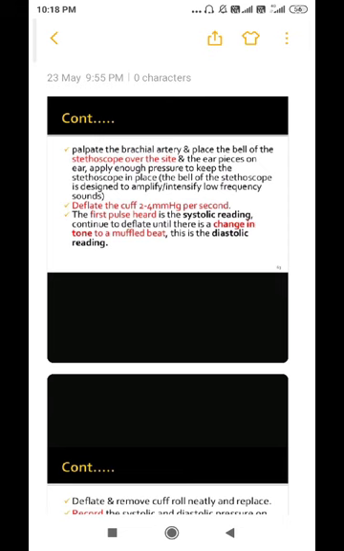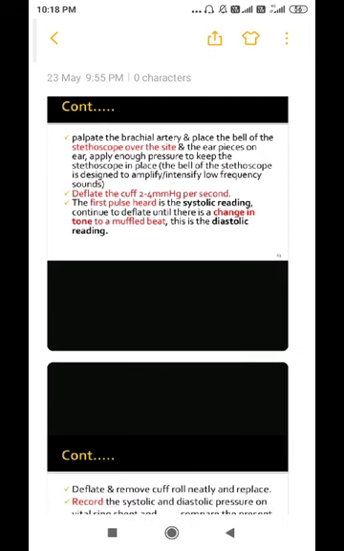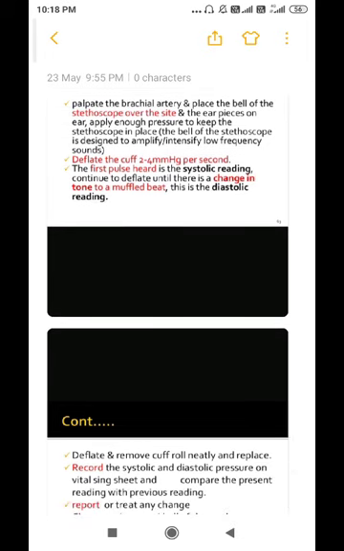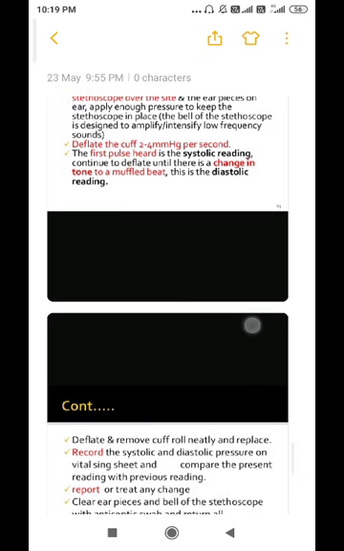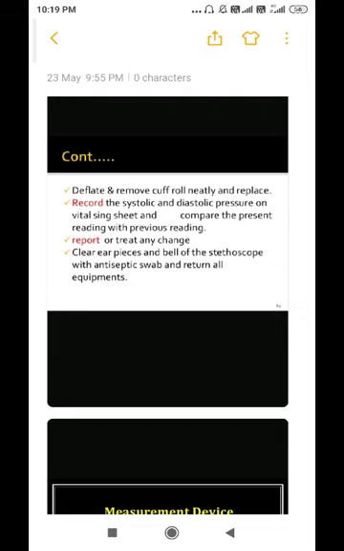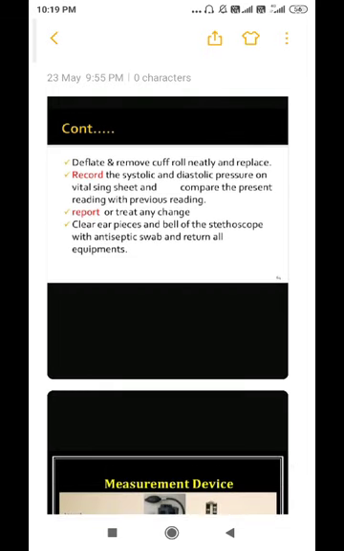Apply enough pressure to keep the stethoscope in place. The bell of the stethoscope is designed to amplify and intensify low frequency sounds. Deflate the cuff 2 to 4 mmHg per second. The first pulse heard is the systolic reading. Continue to deflate until there is a change in tone to a muffled beat. This is the diastolic reading.